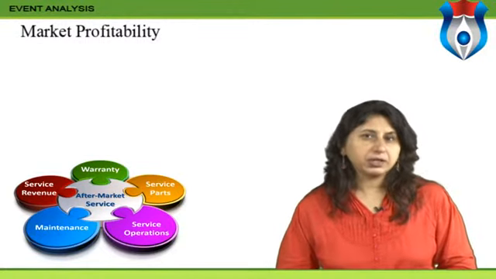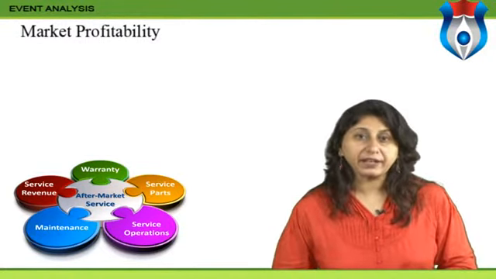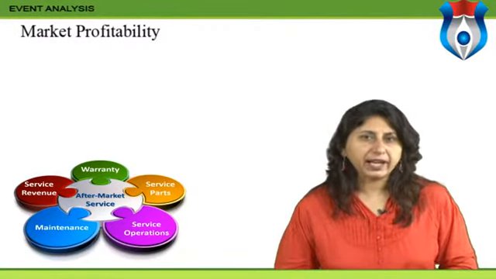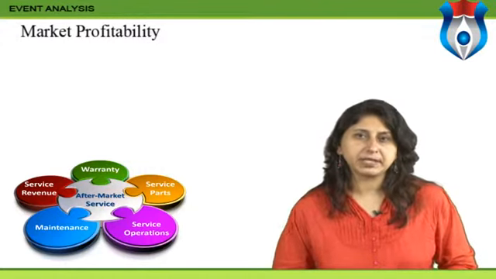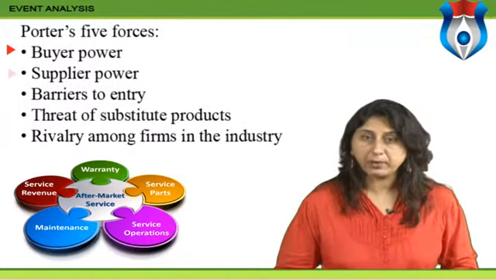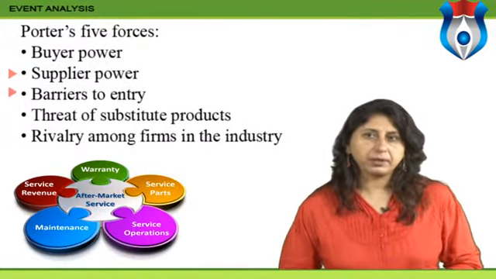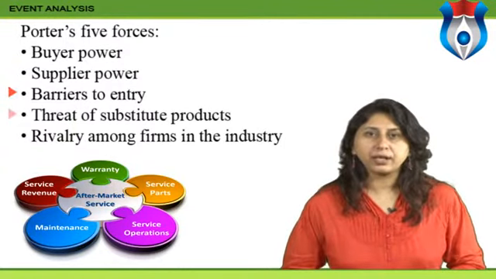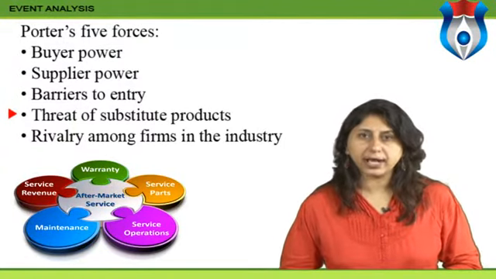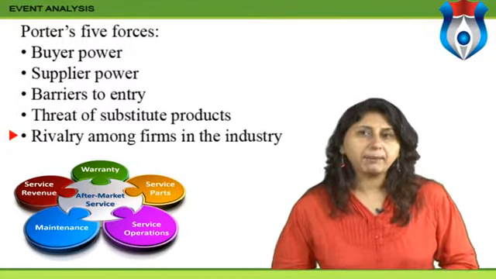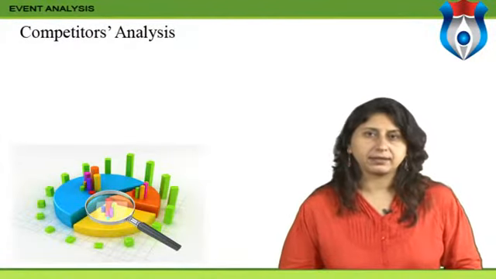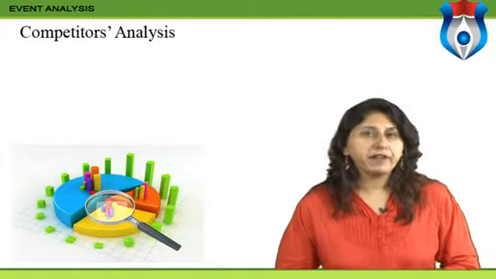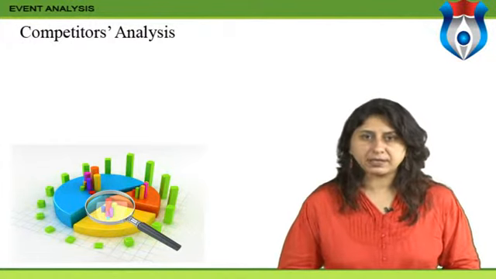This framework, known as Porter's 5 forces, identifies 5 factors that influence the market profitability: buyer power, supplier power, barriers to entry, threat of substitute products, and rivalry among firms in the industry. Competitors analysis means finding information about competitors.